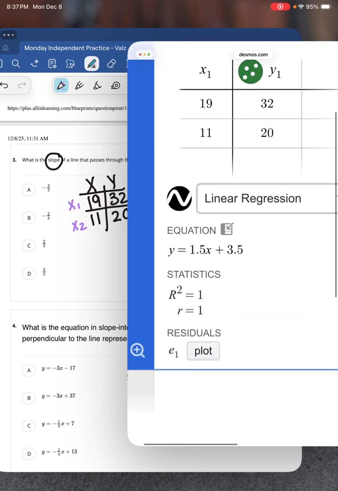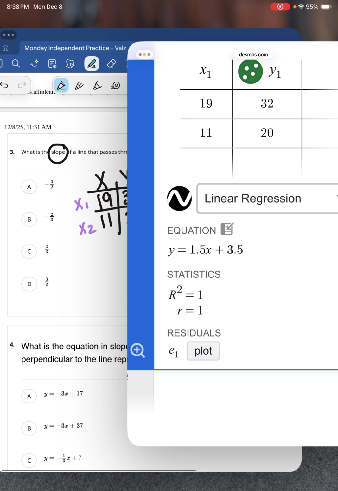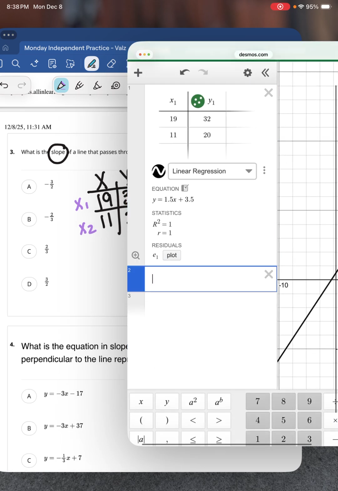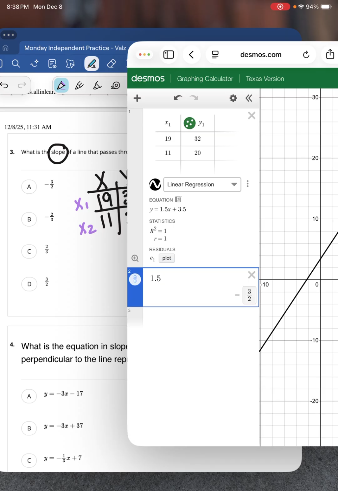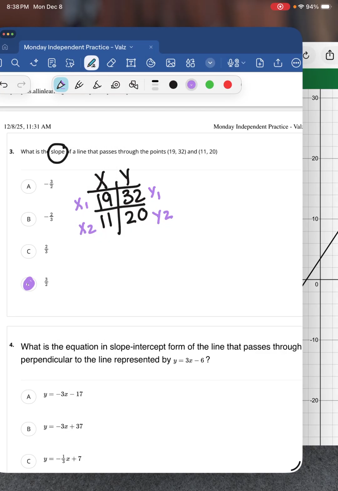Now, as you can see, I'm just looking for slope, which is in fraction form. Now, this slope, 1.5, is a nice little friendly decimal. It's a terminating decimal. So I can just plug that in, hit the fraction key, and I get 3/2. So my answer is D.